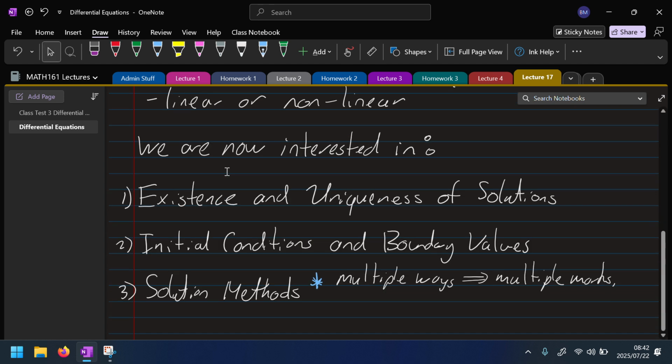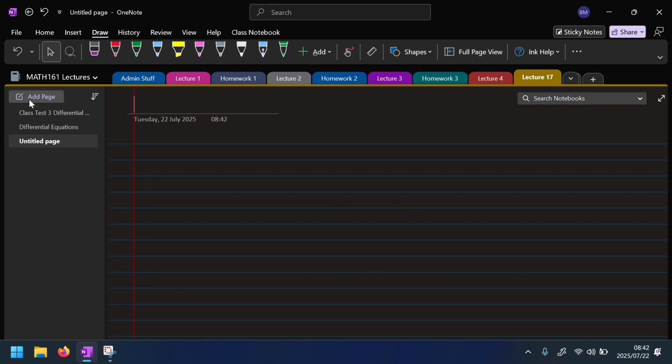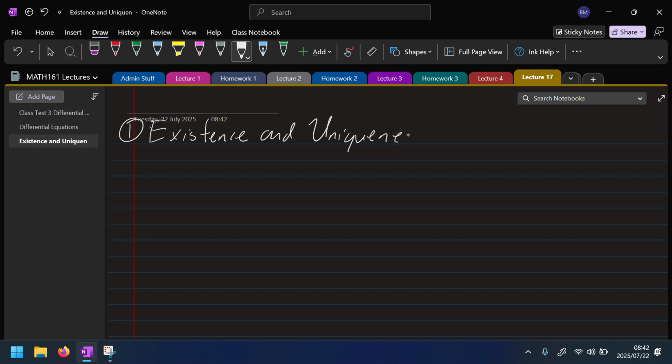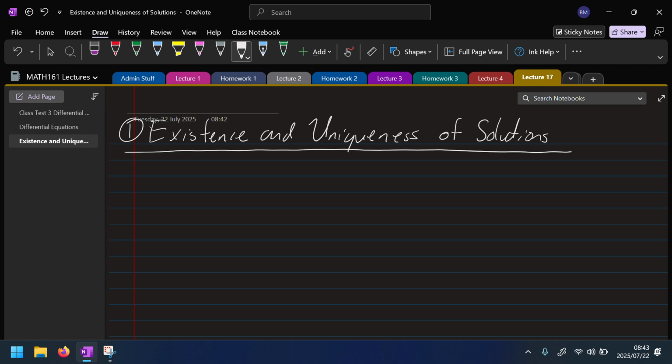Okay, so let's start on the first chapter, existence and uniqueness of solutions. We're going to start off with a very simple differential equation, just to get the idea across, but this method applies for anything that's given. But we'll start off simple.